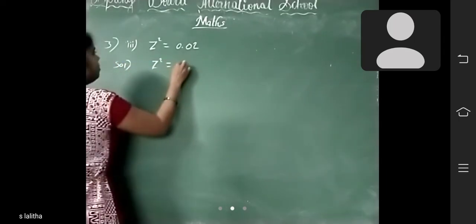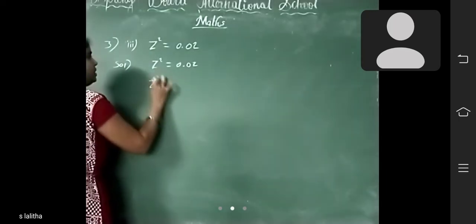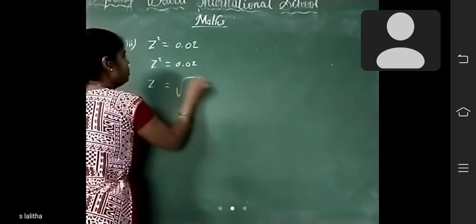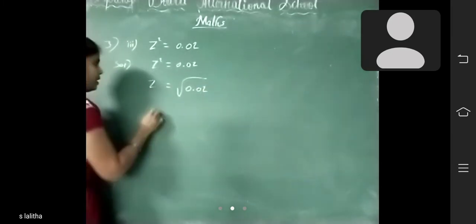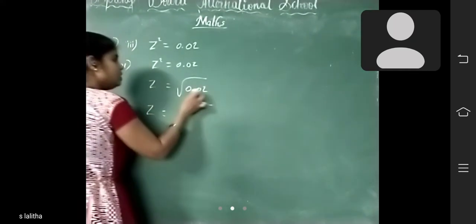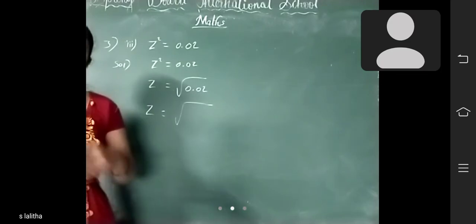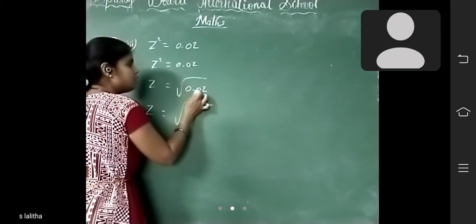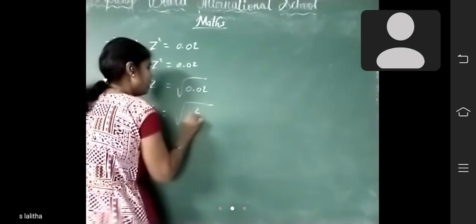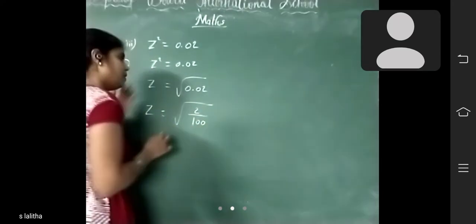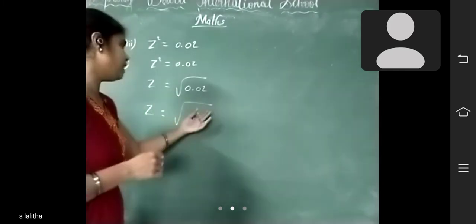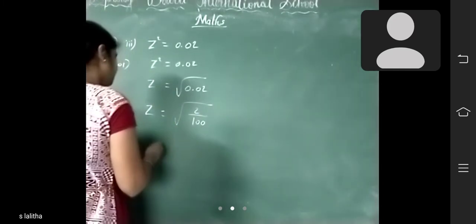Third one, z square equal to 0.02. So z square equal to 0.02. Z equal to, how can you write? Square root of 0.02. It is in decimal form. Convert it into rational form: how can you write? There are 2 digits after the decimal point, so you have to multiply with 100 by 100. Then you will get 2 by 100.